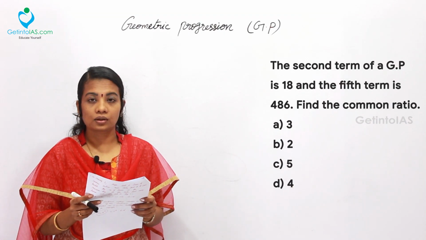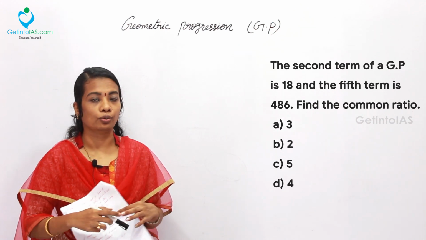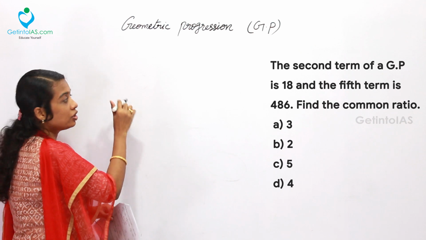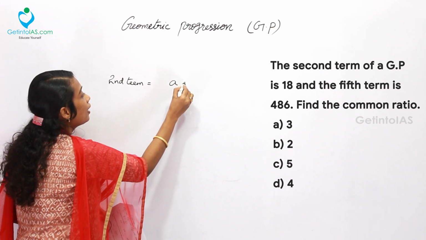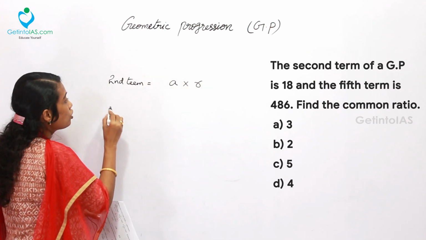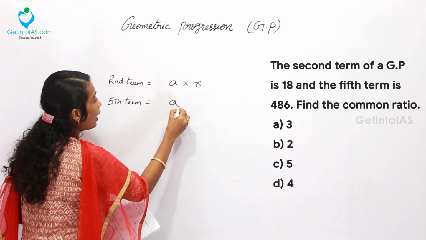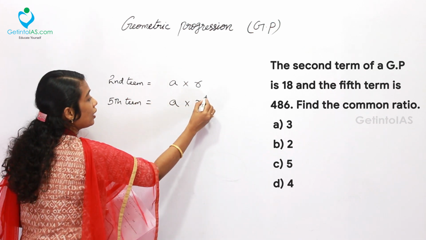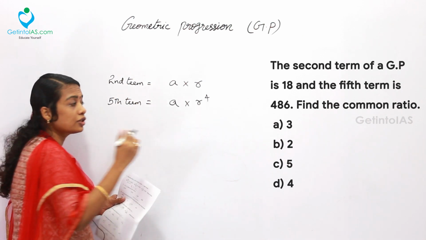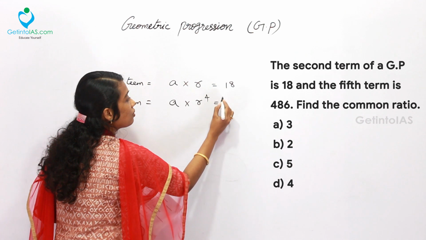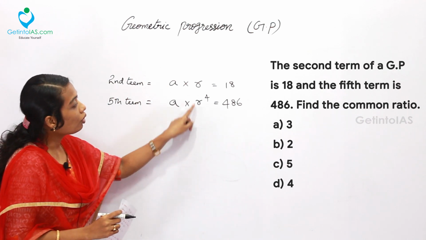The next question. The second term of the GP is 18 and the fifth term is 486. Find the common ratio. So how will the pattern of a GP look in the second term? It will be A into R. The next thing is the fifth term, A into R power n minus 1, so R power 4. I have written the pattern-wise values first. Afterwards, you can write the real values given in the question. The second term is 18 and the fifth term is 486. Now we want to know the R value.